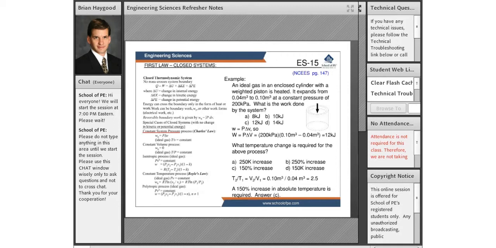So we have some sample questions here. It expands from V1 to V2 at constant pressure. So V over T equals V over T. I've just eliminated the P from my favorite equations. Plug in the 1 and the 2, I can find the temperature. What I'm being asked to do here is say, what is the work done on the system? As soon as they say constant pressure, I'm looking right here, and I know it's P times delta V. So we'll just plug in those values. P of 200 and delta V is given, 12 kilojoules.